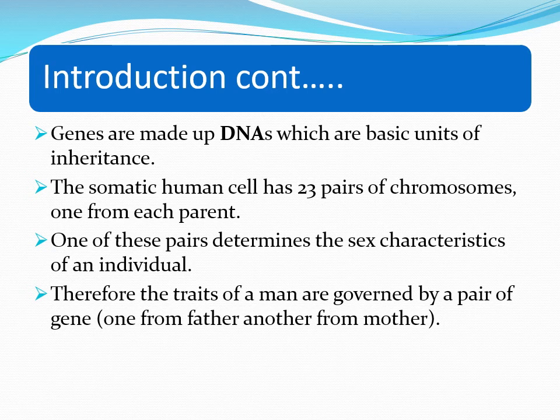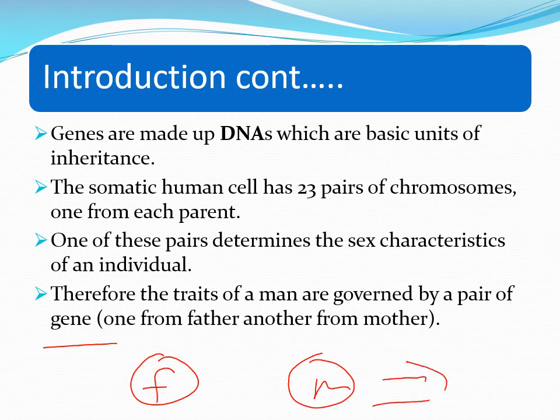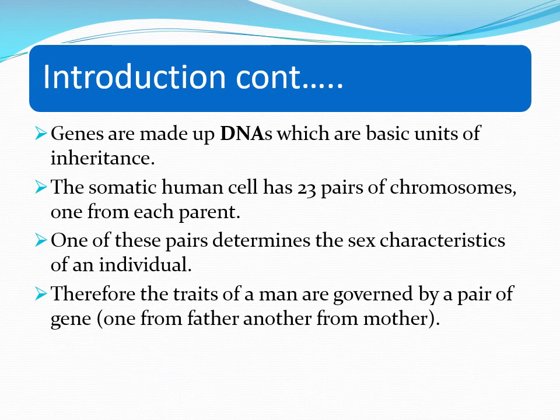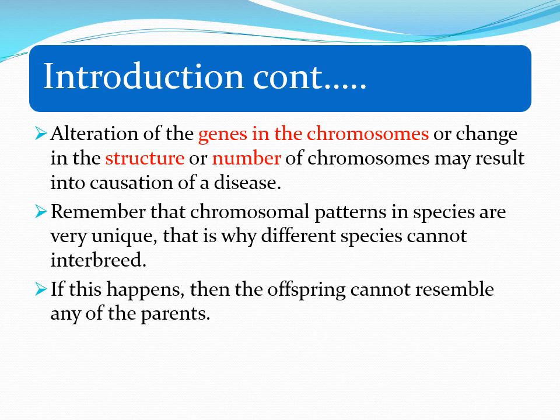Therefore, generally speaking, the traits of man are governed by a pair of genes. That means one from a father and another from a mother. So that's why the offspring or the baby which will be born will have 2 sets of chromosomes. So up to now, I think you have got a concept about genetics and the chromosomes which govern traits. Alteration of genes within the chromosome, or change in structure of the chromosome, or change in number of the chromosome can lead to genetic disease.